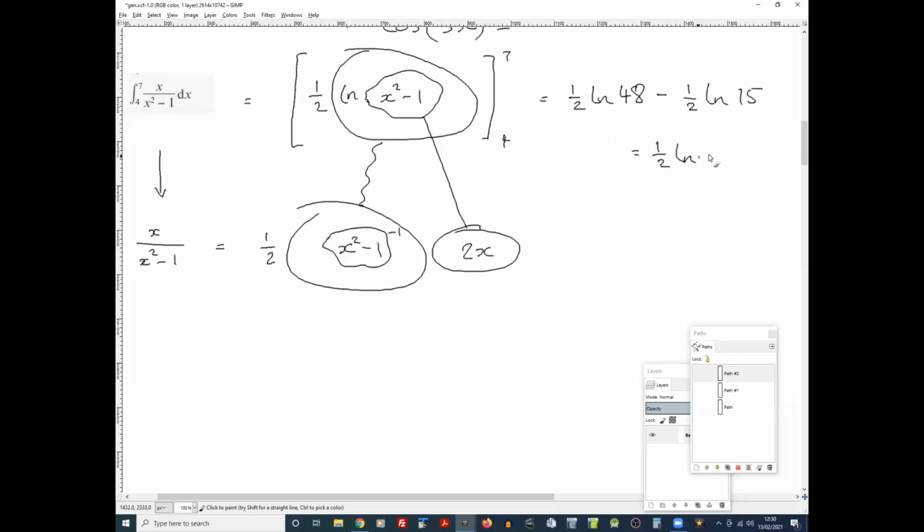Simplifying to half ln 48 over 15. Which simplifies: 48 over 15, they both divide by 3. That would be 48 over 3, 16 over 5. Good. Now, do you see how that simplifies also?